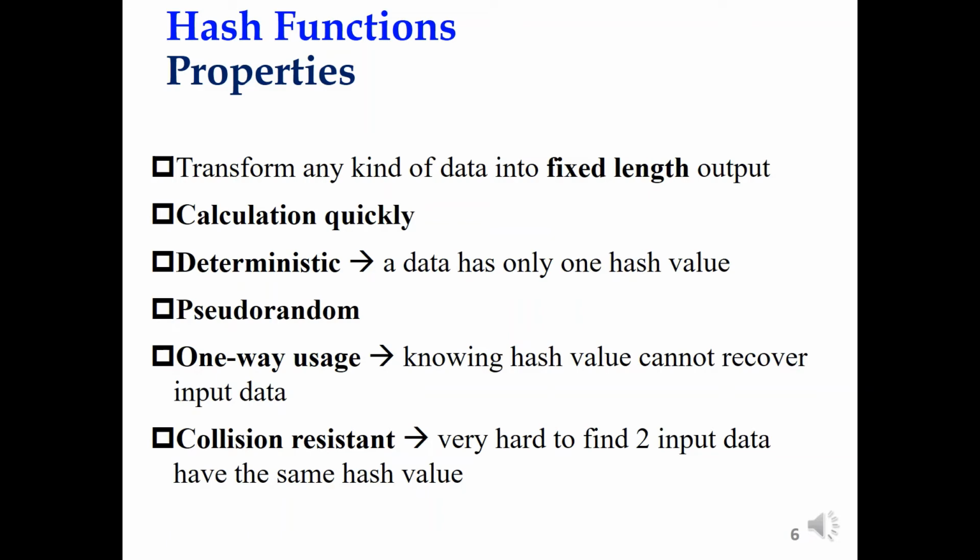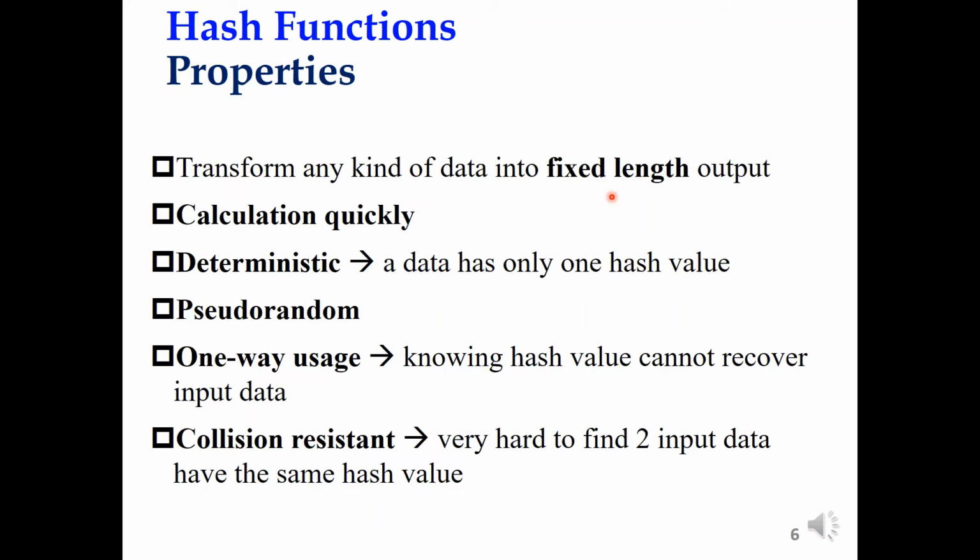Properties of the hash function. The properties of the hash function are very important because they show whether the hash function is secure enough to use or not. So these are the important properties of a hash function. Firstly, it transforms any kind of data into a fixed-length output. For example, with SHA256, regardless of the size of the input data, it always generates a 256-bit hash output. Always 256 bits.